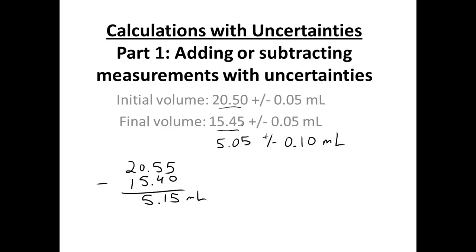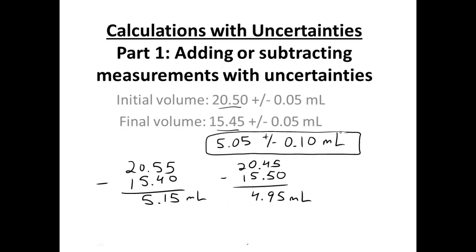And also, if we take the lowest possible initial volume, 20.45, and subtract the highest possible final volume of 15.50, we get 4.95 milliliters. Okay, so anywhere between 4.95 and 5.15 is possible. So hopefully you can see why this is the correct way to do it. That's exactly what our answer says. This is as low as 4.95 or as high as 5.15 milliliters.